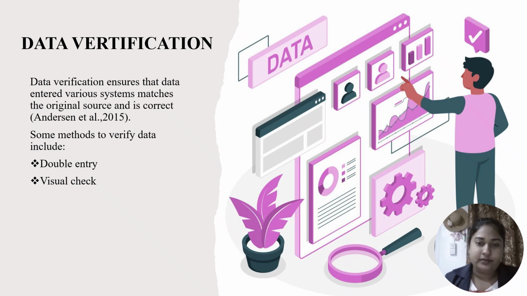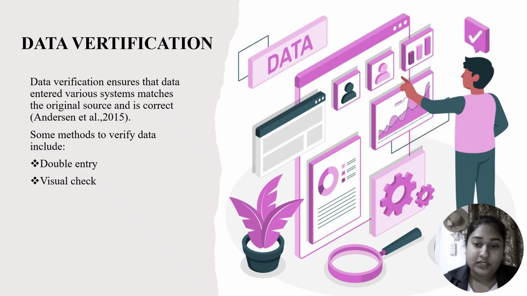Data verification. Data verification ensures that the information entered matches the original source. This is a way to make sure that the data is correct and accurate after it has been entered. Verification confirms that what has been stored matches the original document or source. For example, when a bank teller enters a customer's address, they may double check it against the ID or official document to ensure accuracy. Some methods to verify data include double entry.